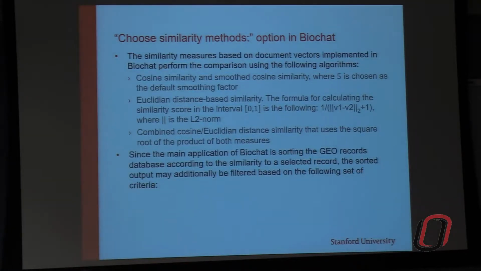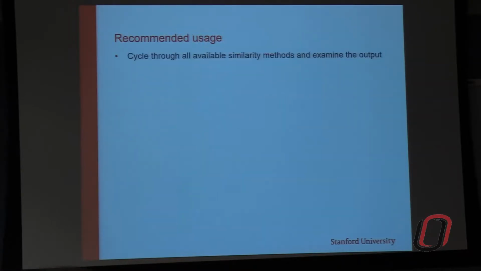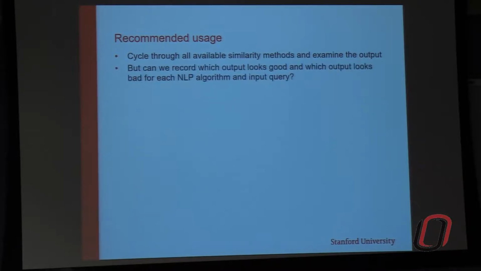And since the main application of Biochat is sorting the GEO records, it's very useful to have a filter, right? If you only want to retain records that are for a specific organism or group of organisms, or only retain records for a particular histone or set of histones, it's very, very useful. Now, the recommended usage, as you saw from my live demo, is cycling through all the available similarity methods and examining the output. And then the question is, can we record which output looks good and which output looks bad for each NLP algorithm and input query?